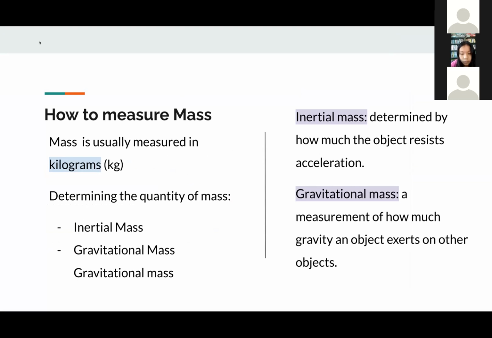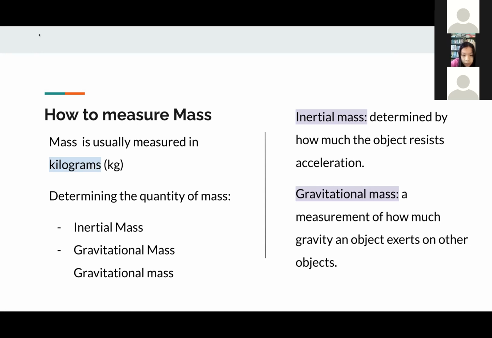Want to go, Gavin? Yeah, so mass is usually measured in kilograms. There can be different types of mass, such as inertial mass or gravitational mass. On the right, you can see the definitions for both of the masses. So inertial mass is basically determined by how much an object resists acceleration. And then gravitational mass is a measurement of how much gravity an object exerts on another object.